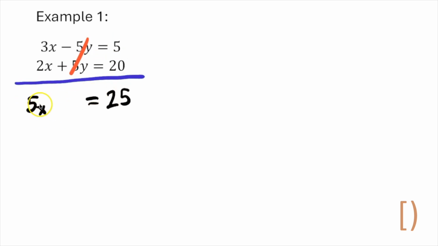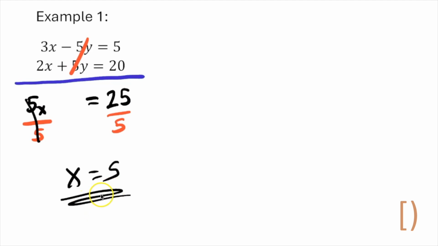We just want to get the x by itself, so we got to get rid of that 5 next to it. They're being multiplied, so we're going to divide both sides by 5. Whatever we do to one side, you got to do to the other side. These cancel out, and you get x is equal to 5. Now we're not done. We have x. We still got to find our y.